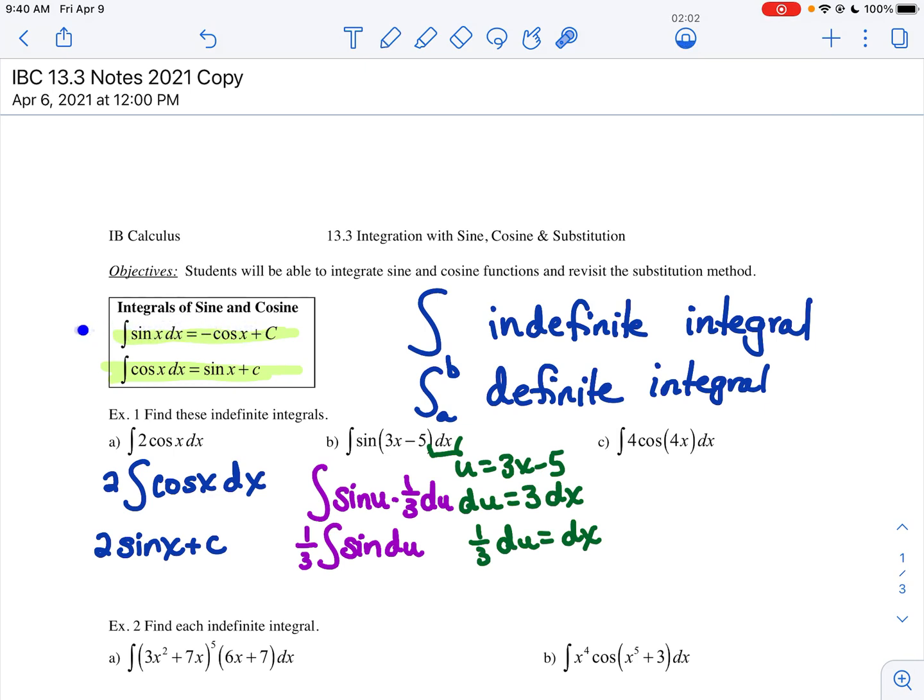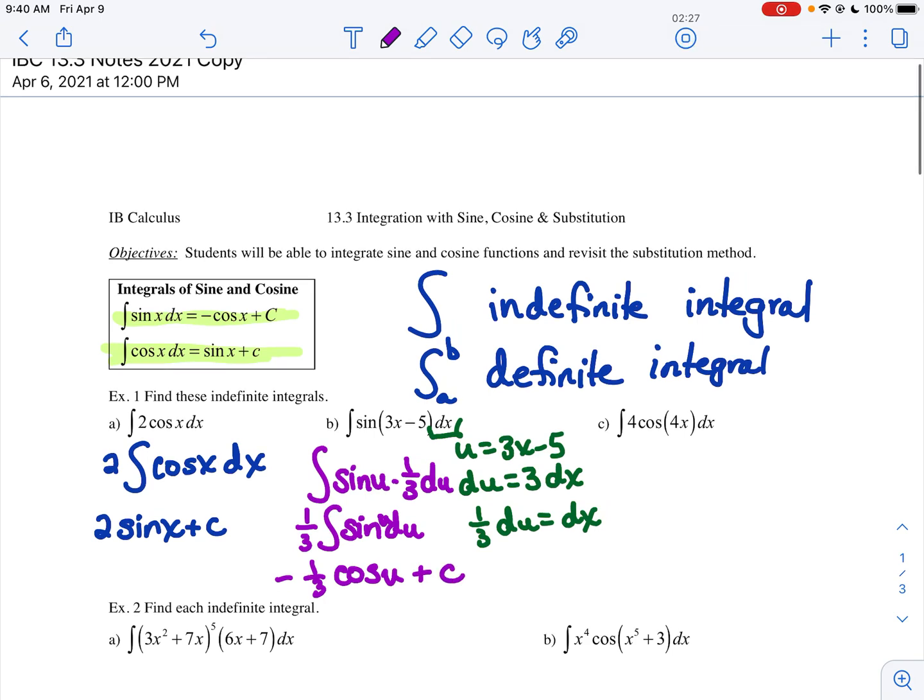Then I'm going to look here at the integral of sine x. What is the integral of sine x? It's negative cosine x. So this is going to be negative 1/3 cosine u plus c. But I don't actually have a u. U is the 3x minus 5. So that's negative 1/3 cosine, the quantity 3x minus 5, plus c.